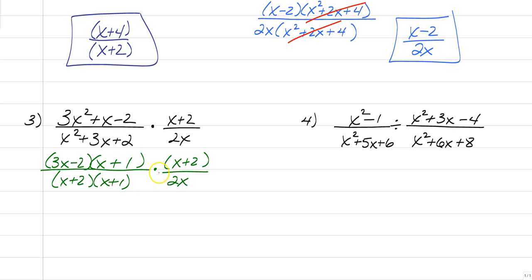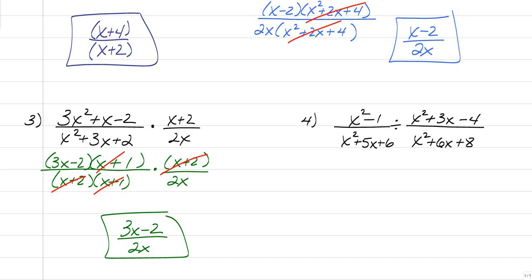So we're still going to cancel anything on top with anything on the bottom. So this actually goes together. So the x plus 2's can cancel, and the x plus 1's can cancel. And your final answer for this example would be 3x minus 2 over 2x. And again, these 2's cannot cancel. Those x's cannot cancel. Do not make up new math. You can only cancel when it's appropriate to do so.